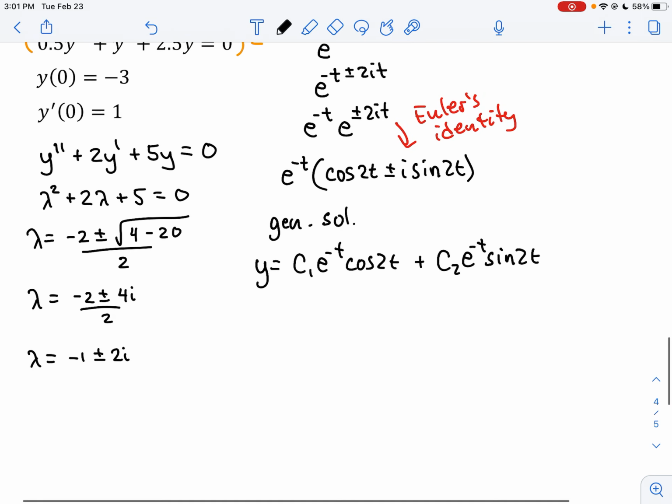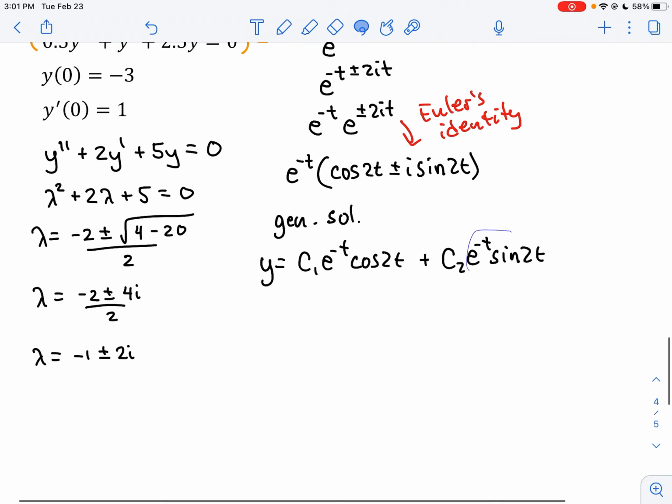Now it could be advantageous to factor out the e to the negative t if you like, or we can leave it in there. These functions, e to the negative t times cosine 2t and e to the negative t times sine 2t, are linearly independent, so that's why together they form a general solution for our differential equation.